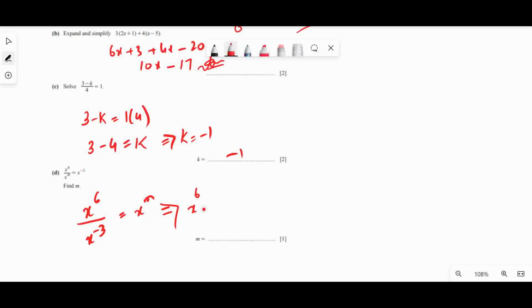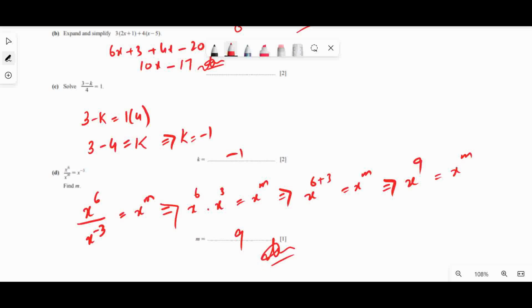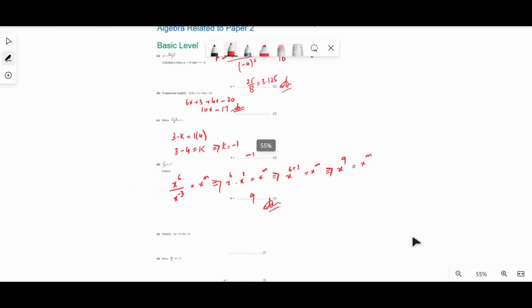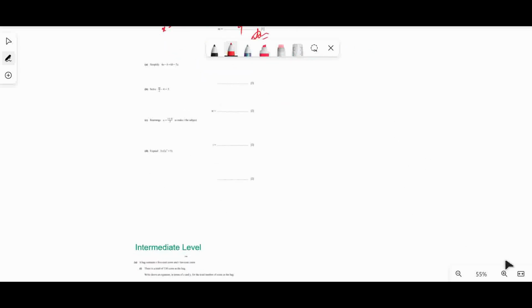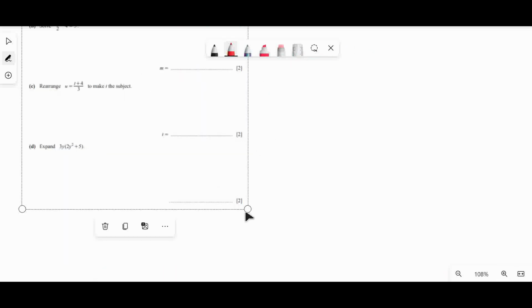x power 6 into x power 3. So this will be equal to x power m, and then this will be x power 6 plus 3 equals x power m. Now both sides the bases are same, so it means that the powers will be same. So x power 9 is equal to x power m, so m will be equal to 9. This will be the final answer. Let's move to the next question.